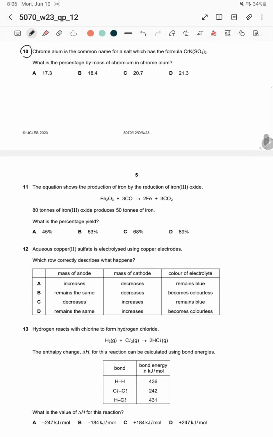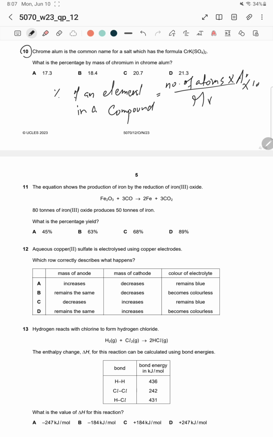Moving on, question number 10. Chrome alum is the common name for a salt which has the formula CrK(SO4)2. What is the percentage by mass of chromium in chrome alum? So that's really simple, dear student. This is a formula that we studied. Percentage of an element in a compound equals number of atoms of that element into AR over MR times 100.